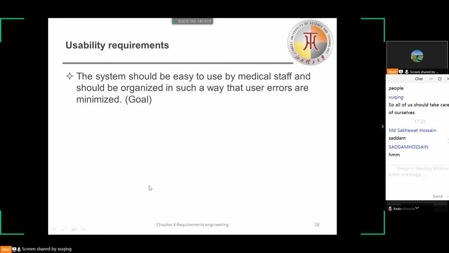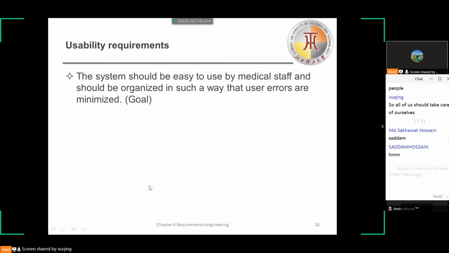As we have said, the goal in the system: we say the system should be easy to use by medical staff and should be organized in such a way that user errors are minimized. Here, this goal is very, very general. We may rewrite this goal to show how the goal can be expressed as a testable, non-functional requirement.